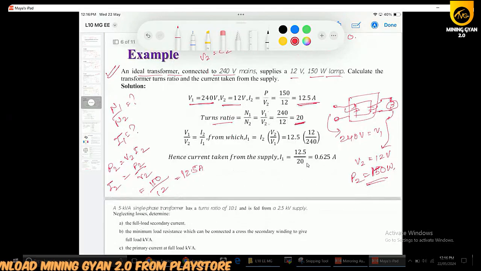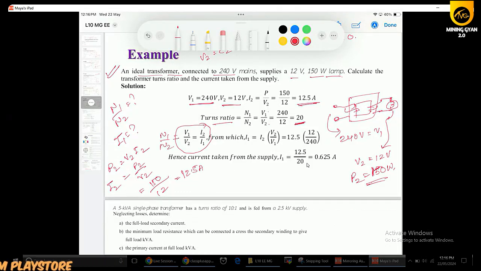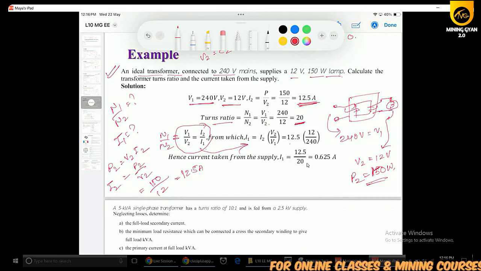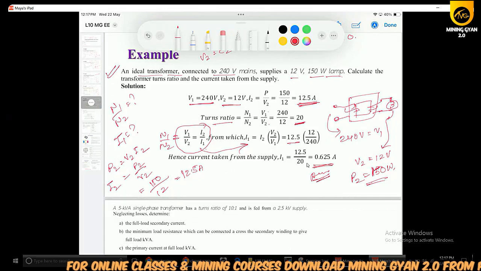After that, how to calculate the I1 using this relation? N1 by N2 equals V1 by V2, and that will be equal to I2 by I1. So using this relation, you can get the value of I1. I2 you already got, 12.5 amperes, and V1 and V2 are already there. Okay, so 12.5 into 12 by 240, that much current you will get on the primary side, 0.625 amperes. That will be the answer.